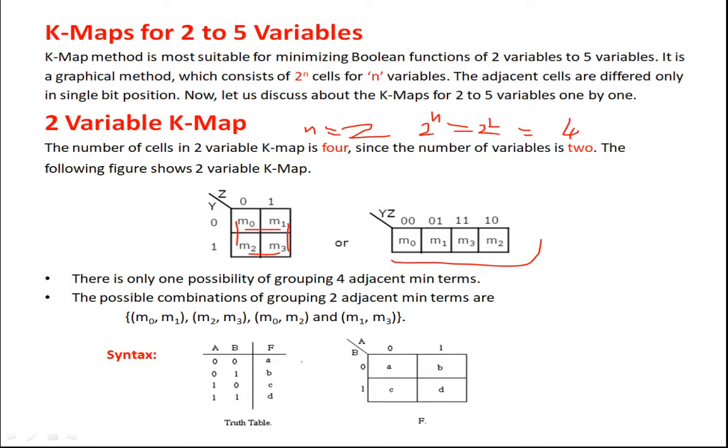So when a and b are 0 0, the cell will contain the value a. When a is 0 and b is 1, the cell will contain the value b. When a is 1 and b is 0, we'll have c. And then when a and b are 1 1, we have the value d. Okay, so this is how we represent a two variable K-map.